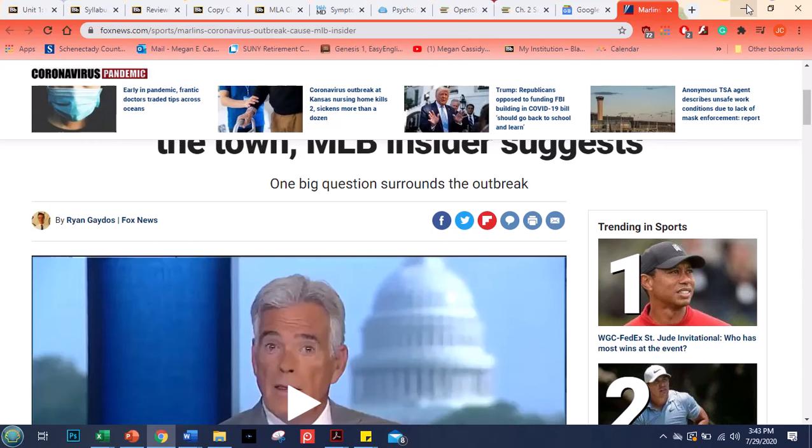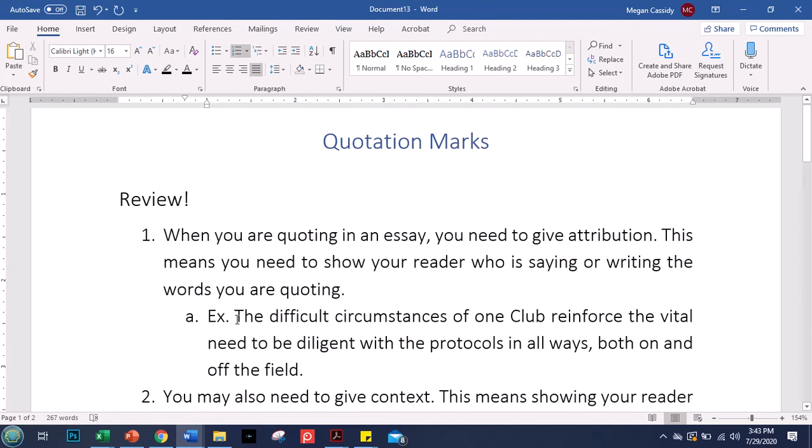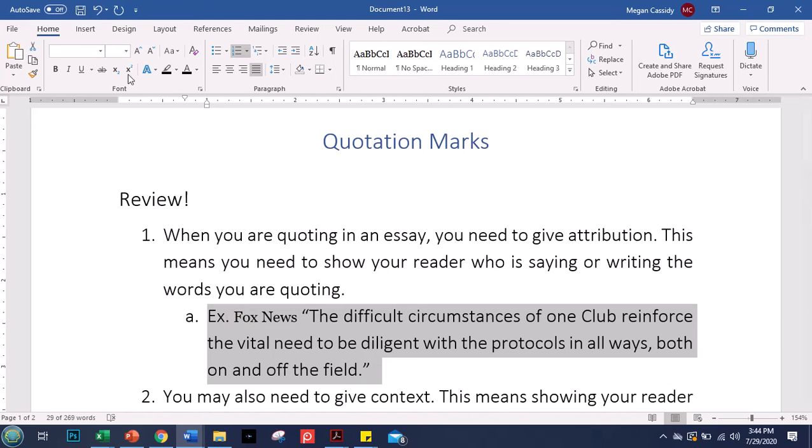So I don't want to just drop this quotation in, because then the person reading my essay would have zero idea what I was talking about. What is up with this font? There we go. Sorry, guys. So I can't just drop it in. I need to give attribution. Attribution means showing who said it or wrote it. And this is from Fox, so Fox News. This is going to drive me crazy. There we go.